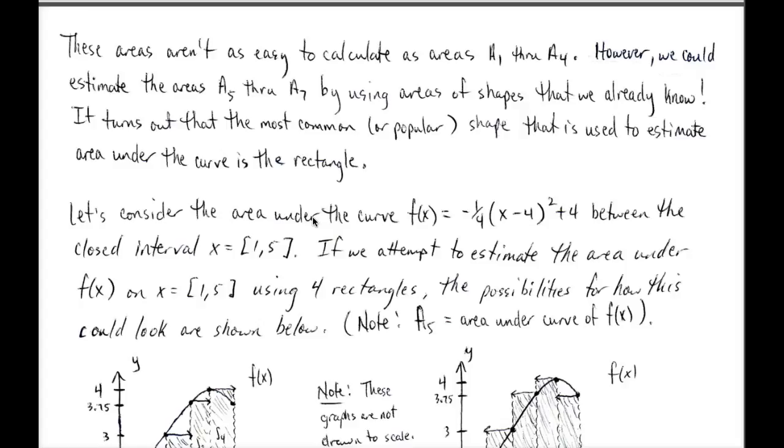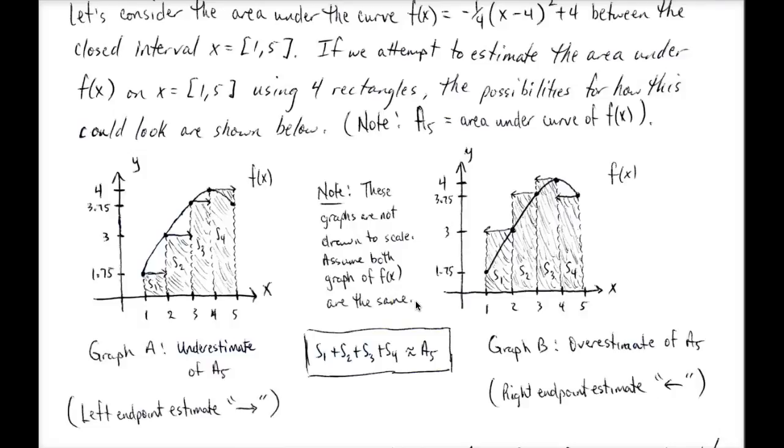If we attempt to estimate the area under the curve of the function f of x on this closed interval from 1 to 5 using 4 rectangles, the possibilities for how this could look are shown below. Of course, this is just 2 of the many possibilities, but it is the most common. When I say using 4 rectangles, another way that is said is using 4 subintervals.